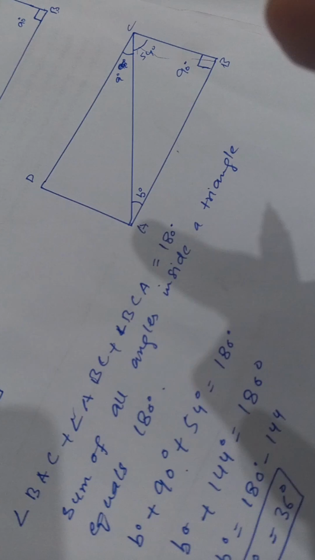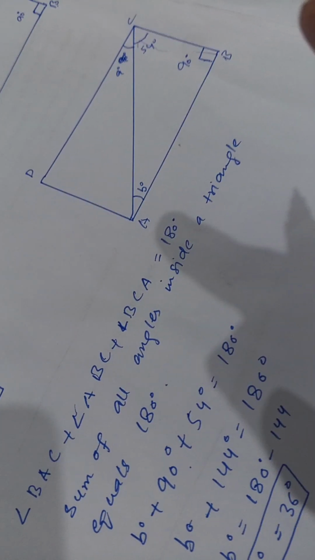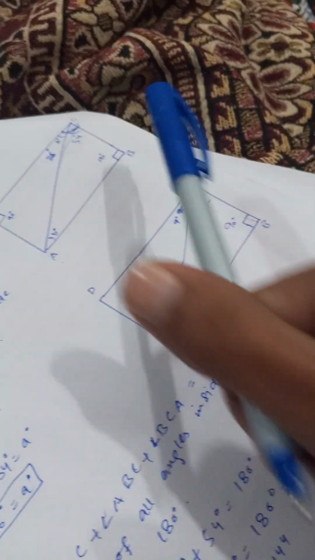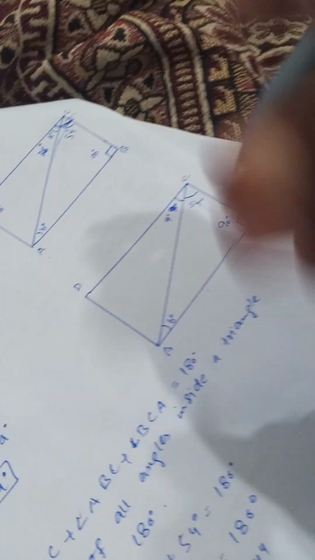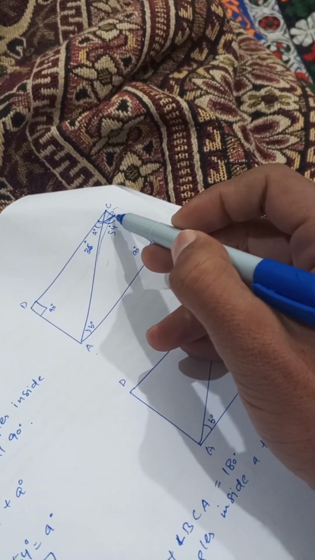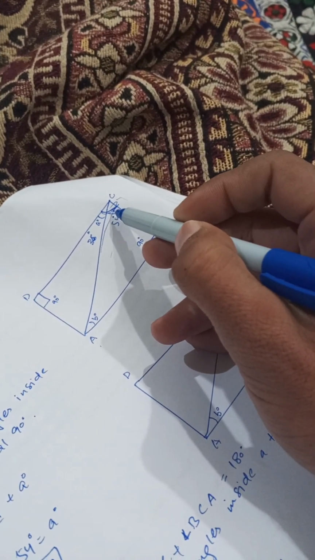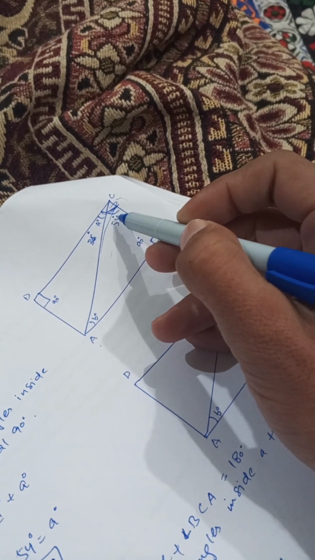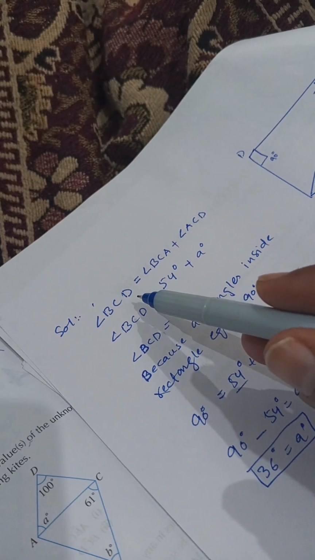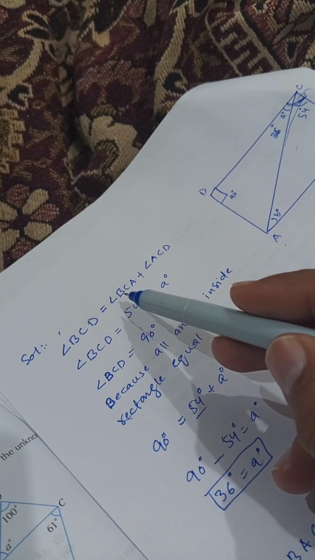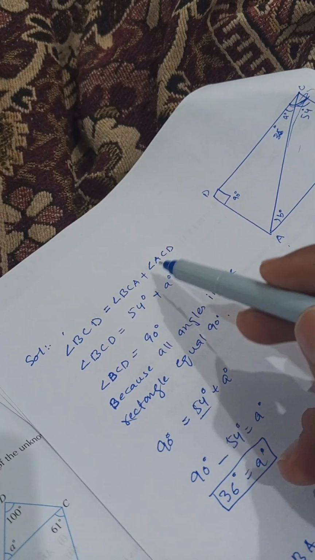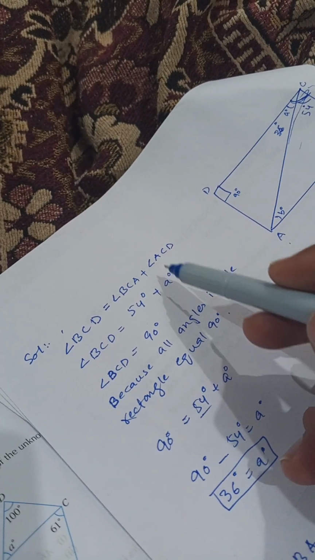So now let's solve this problem again using laws, right? The first law that we use is the property of a rectangle, which says that all angles inside a rectangle equal 90 degree. So this whole angle is equal to 90 degree. This whole angle has been divided into two parts, A degree and 54 degree, right? So I have written it in terms of an equation: angle BCD is the whole angle. It has been divided into two parts, that is BCA and angle ACD, and the value of BCA is 54 degree, and the value of angle ACD is termed as A degree.